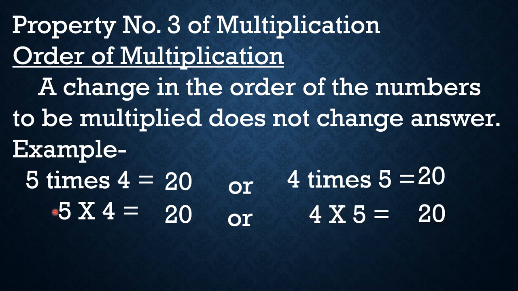So understood? Here we have changed the order. Here 5 is the first number and 4 is the second number. And in this figure 4 is the first number and 5 is the second number. But the answer remains the same in both the cases. Here the 20 is given and here also the answer is 20.